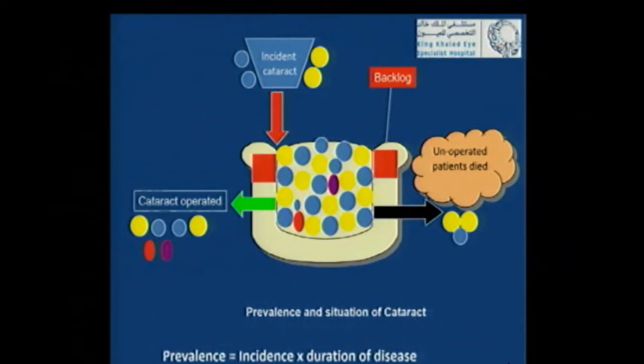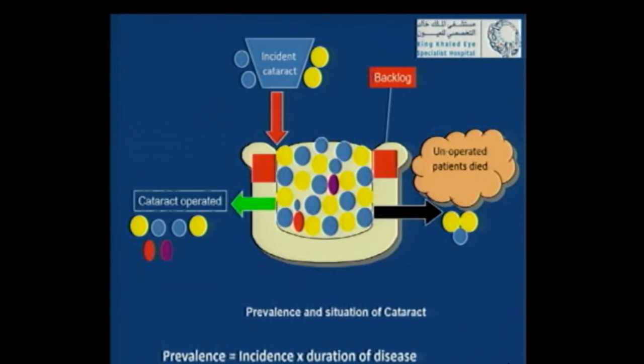The doctor is operating, so some of the cataract cases are going out. Some people die before the cataract surgery is done, so they also go out of the pool. So if you at any time look at the pool of people living in that village, they will have new cases as well as old cases with cataract. That is called prevalence. But if you look at how many new cataract cases develop every year, that is incidence of cataract. So how can we correlate incidence and prevalence?